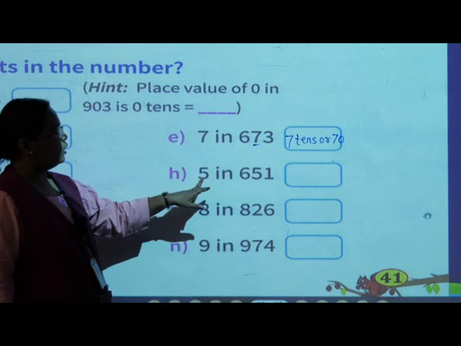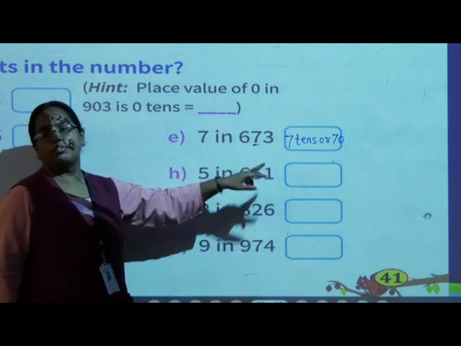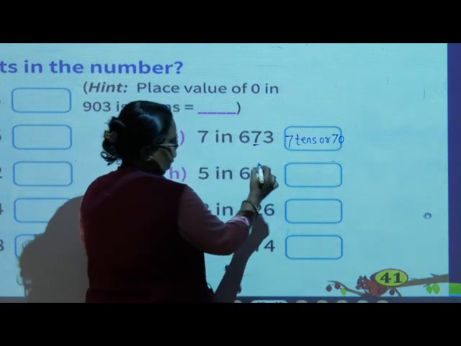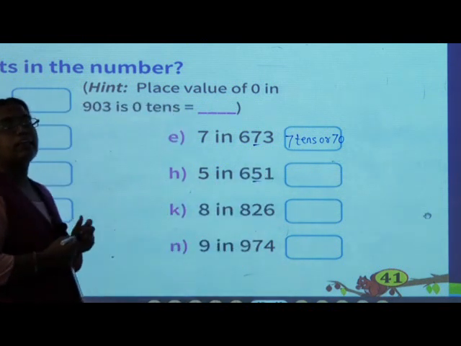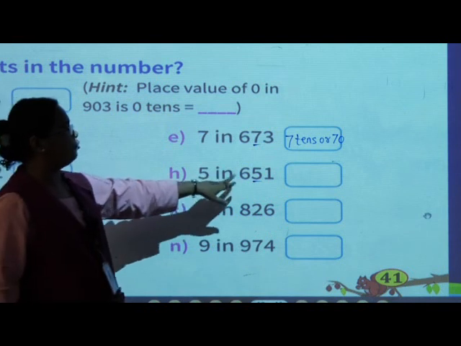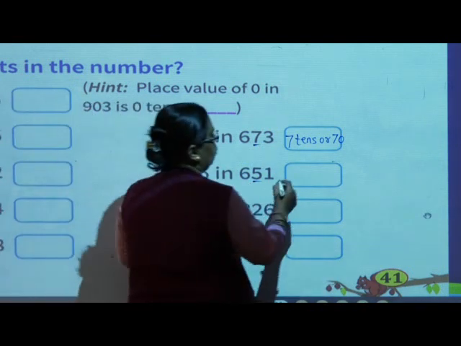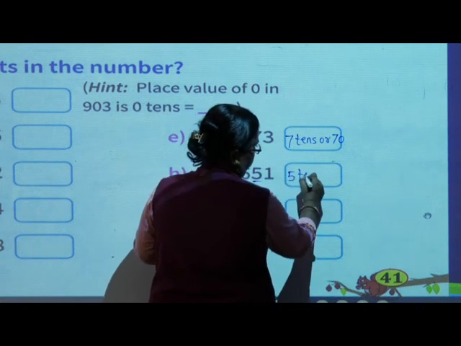Okay, then now 5 in 655. We want to write place value of 5. Now 5 is in which place? Tens place. Okay, 5 is in tens place. So 5 tens or 50.